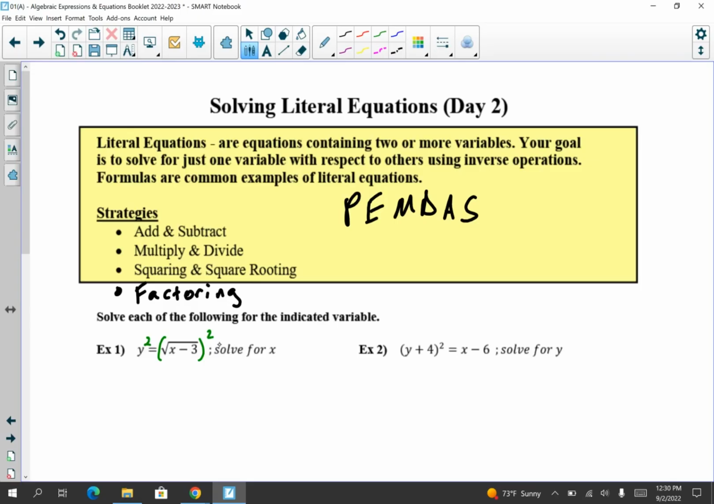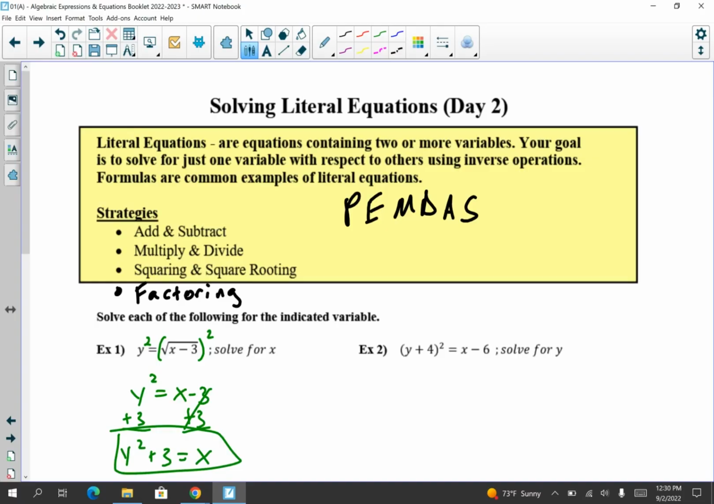When I do that, that undoes the square root. So now I just have x minus 3 on that side. And then on the left side, I have y squared. So now that x minus 3 is free, and I can add 3 to both sides. So we've got y squared plus 3 is equal to x.